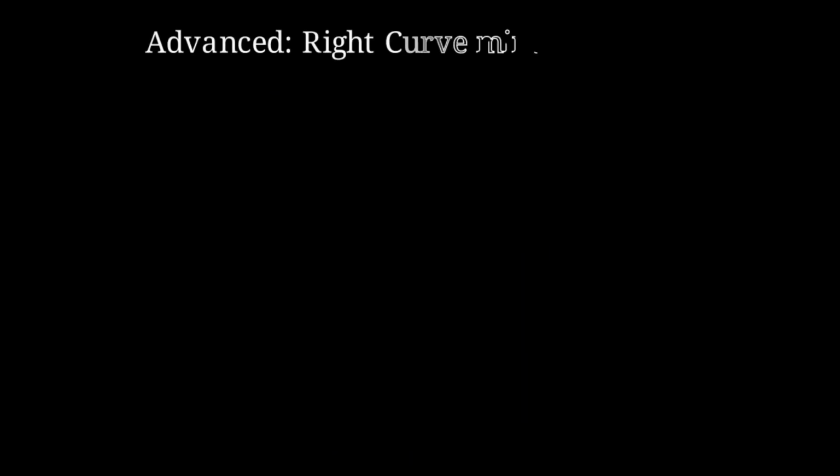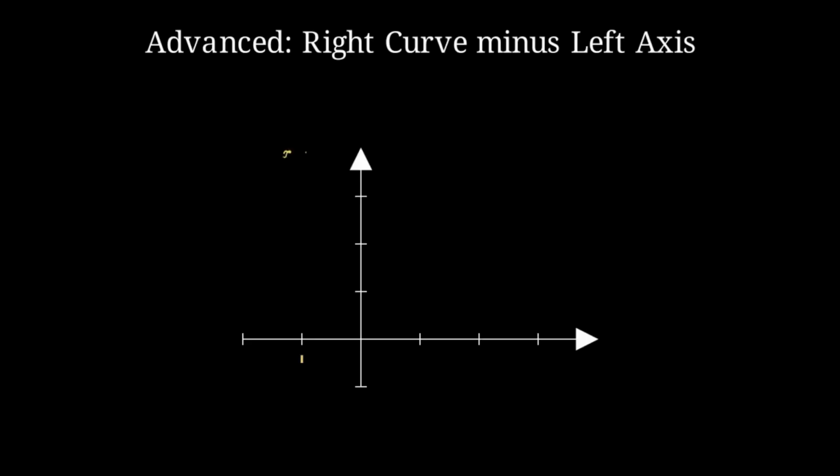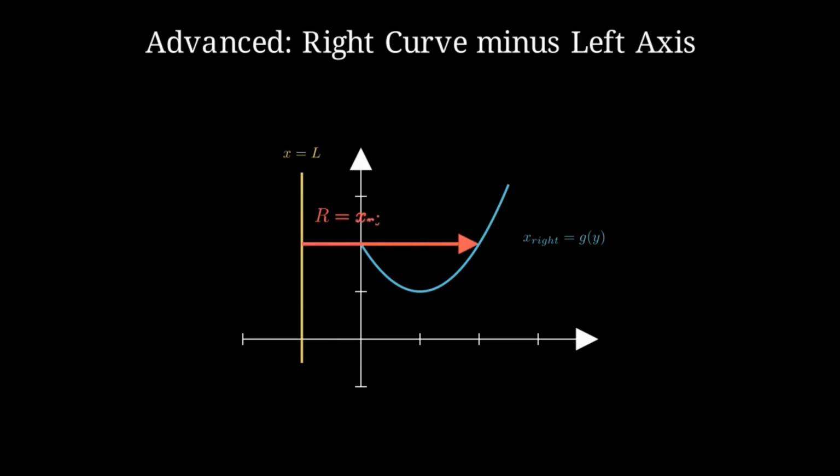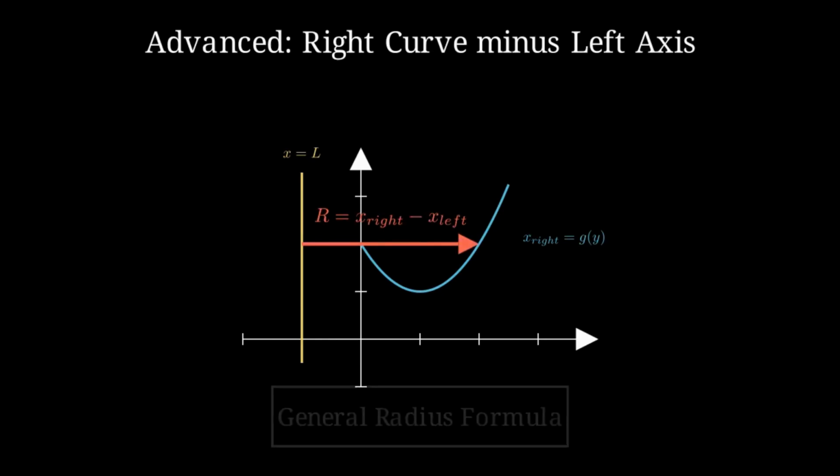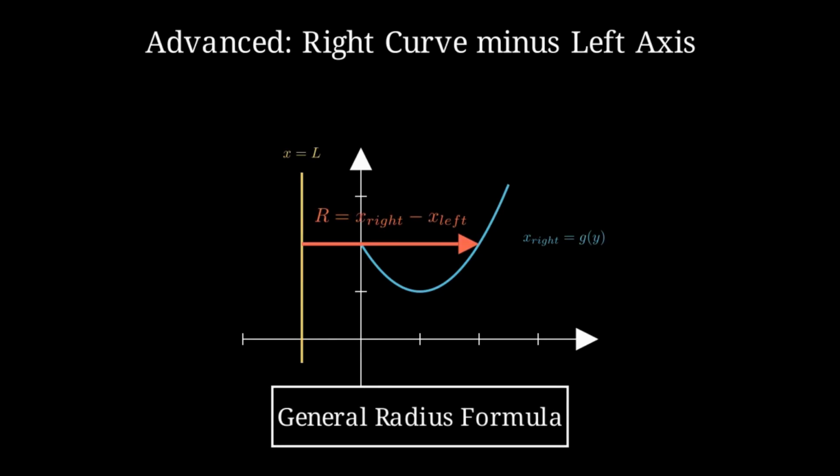To find the radius for any vertical rotation, always use right minus left. If the curve is to the right of the axis, the radius is curve minus axis. If the axis is to the right of the curve, the radius is axis minus curve. This ensures your radius is always a positive distance before squaring.